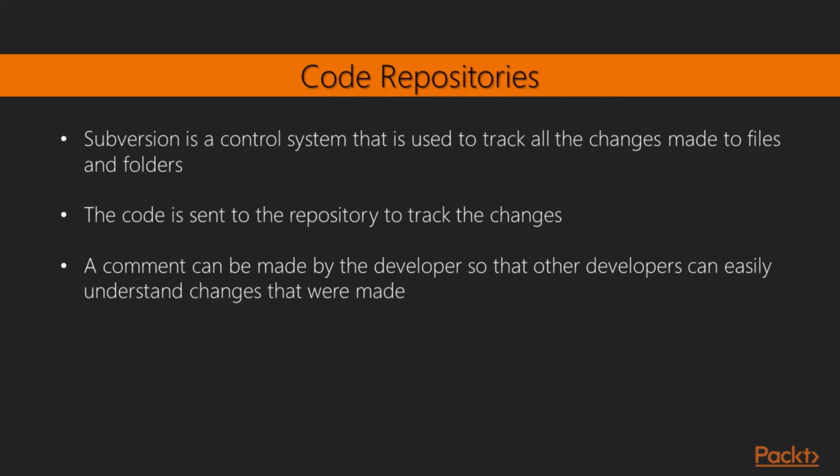Whenever any new feature is added or new code is made, it is first tested and then committed by the developer. Then, the code is sent to the repository to track the changes, and a new version is given to it. A comment can also be made by the developer so that other developers can easily understand the changes that were made. Other developers only have to update their checkout to see the changes made.